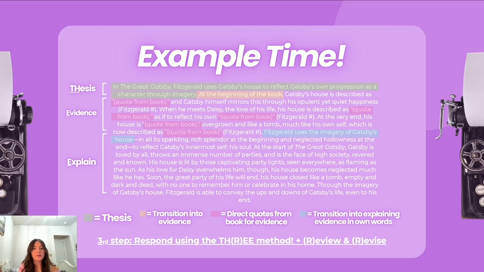And for the last part of the three method, which is explain, I have Fitzgerald uses the imagery of Gatsby's house in all its sparkling rich splendor at the beginning and neglected hollowness at the end to reflect Gatsby's innermost self, his soul. At the start of The Great Gatsby, Gatsby is loved by all, throws an immense number of parties, and is the face of high society, revered and known. His house is lit by those captivating party lights, seen everywhere as flaming as the sun.